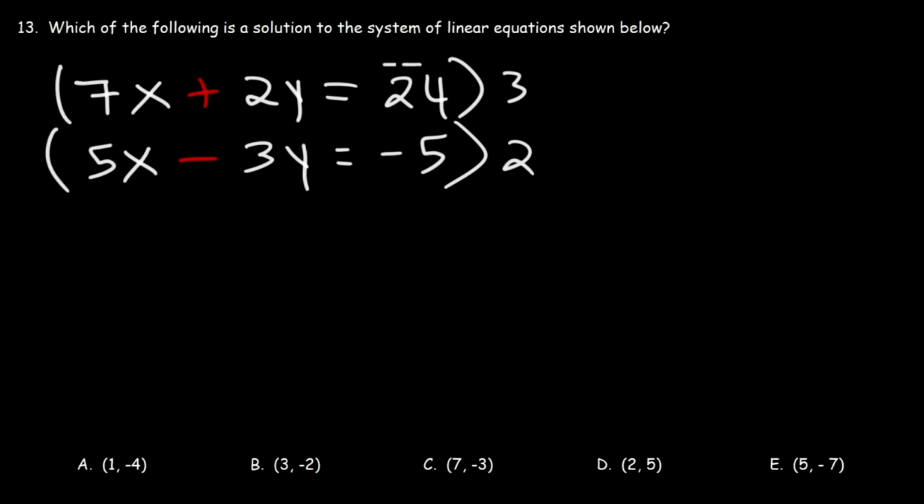So let's multiply everything in this equation by 3. 7x times 3 is 21x. 2y times 3 is 6y. And 24 times 3 is 72.